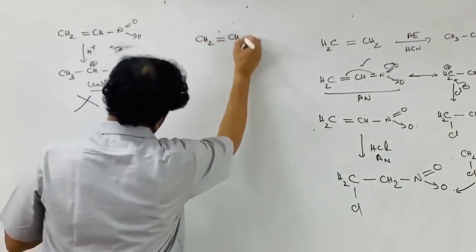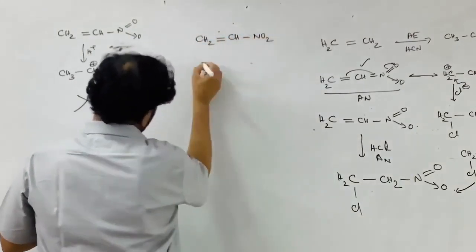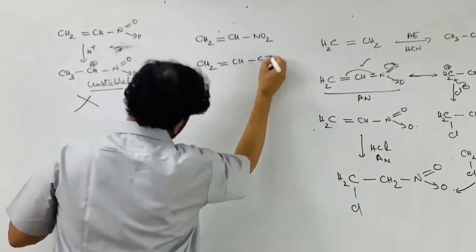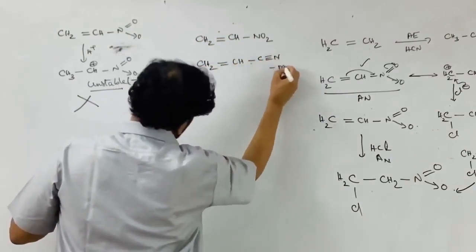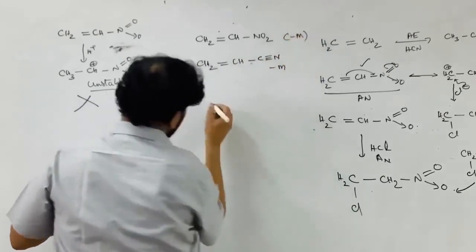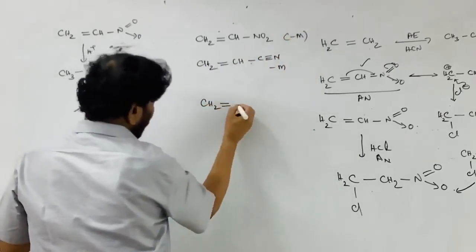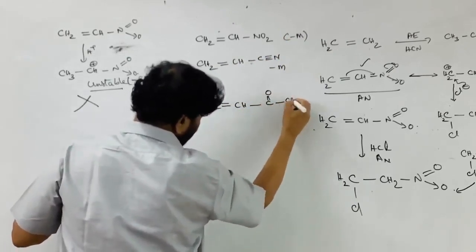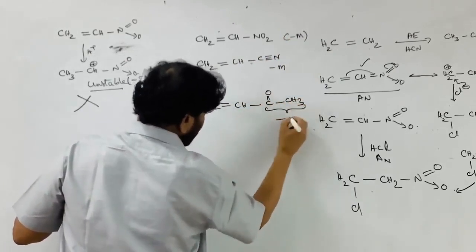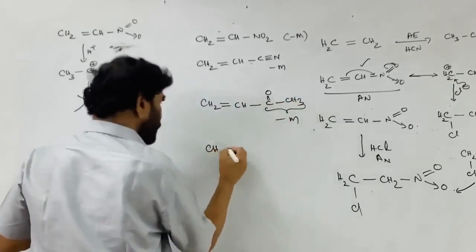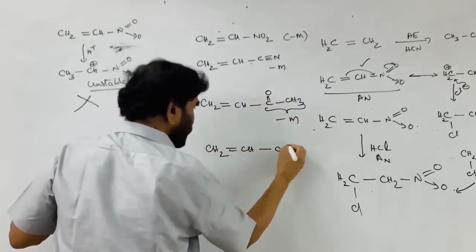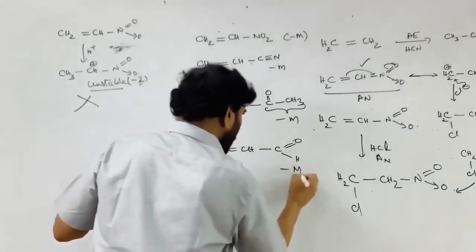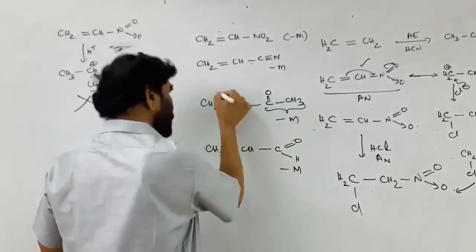CH2 double bond CH NO2. I am writing simple molecules. That is CH2 double bond CH, triple bond, -M group. CH2 double bond CH, C double bond O CH3. This is a -M group. This is CH2 double bond CH, and this is the -M group. This is the ethylenic center.